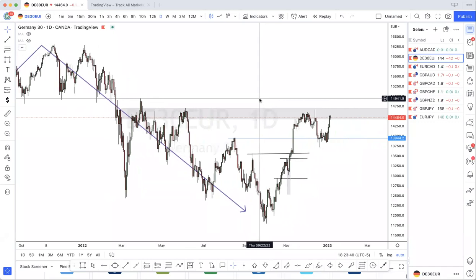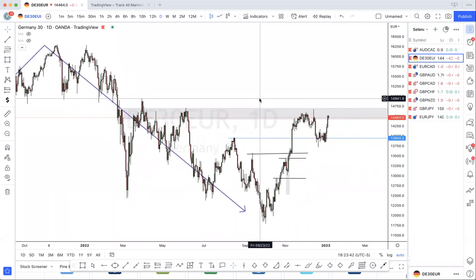Can I ask a quick question? Does price always have to pull back? Price is always going to pull back.